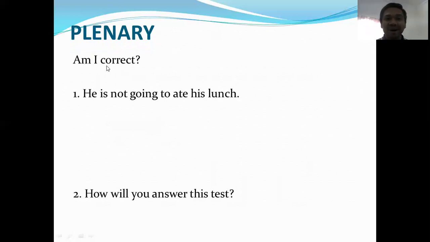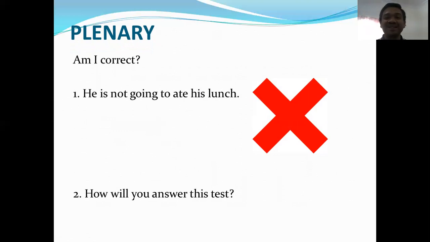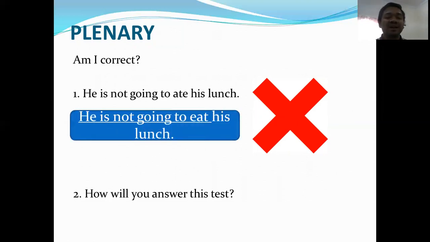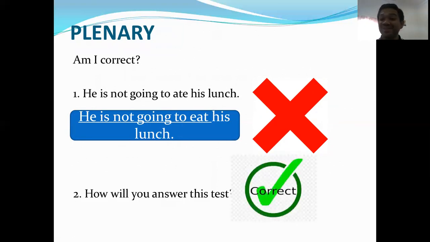Now, I would like you to do something. I would like you to correct these sentences and questions. Number one: he is not going to eat his lunch. Is this correct? Is sentence one correct? If you say wrong, then you really understood my discussion. Why is it wrong? The correct answer is: he is not going to eat, not eat. He is not going to eat his lunch. And number two: how will you answer this test? Is this question form correct? If you say this is absolutely correct, then you are correct as well.